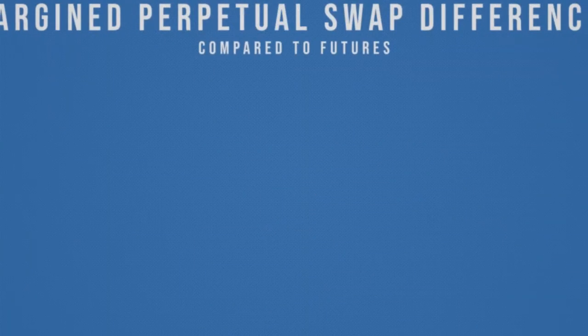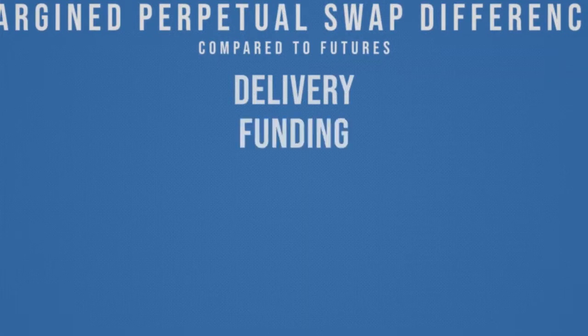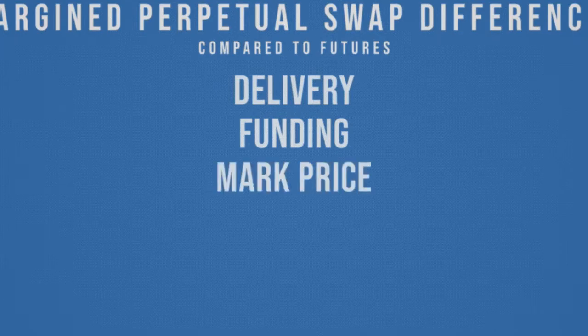Although perpetual swaps do share a lot of similarities to futures trading, they do offer a handful of differences as well. First off is the delivery. Perpetual swaps have no delivery date and never expire. Funding. As there is no delivery date, a funding mechanism is used to ensure that the perpetual swap price is anchored to the spot market. Mark price. Mark price is used to calculate users' unrealized profits and losses, or the UPL, in order to reduce unnecessary liquidation in volatile market conditions.